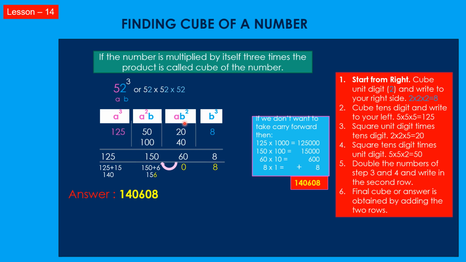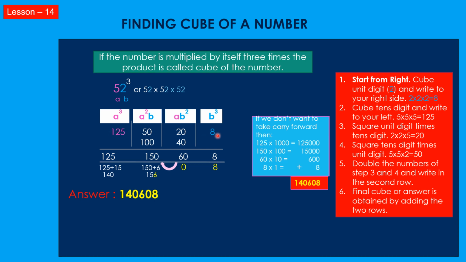And the next column is ab square. So a times b square, a is 5 and b is 2. So 5 times 2 square, you get 20. And in the next you do a square b. So a is 5 and b is 2. So 5 square times 2, you get 50. So this is your first row.